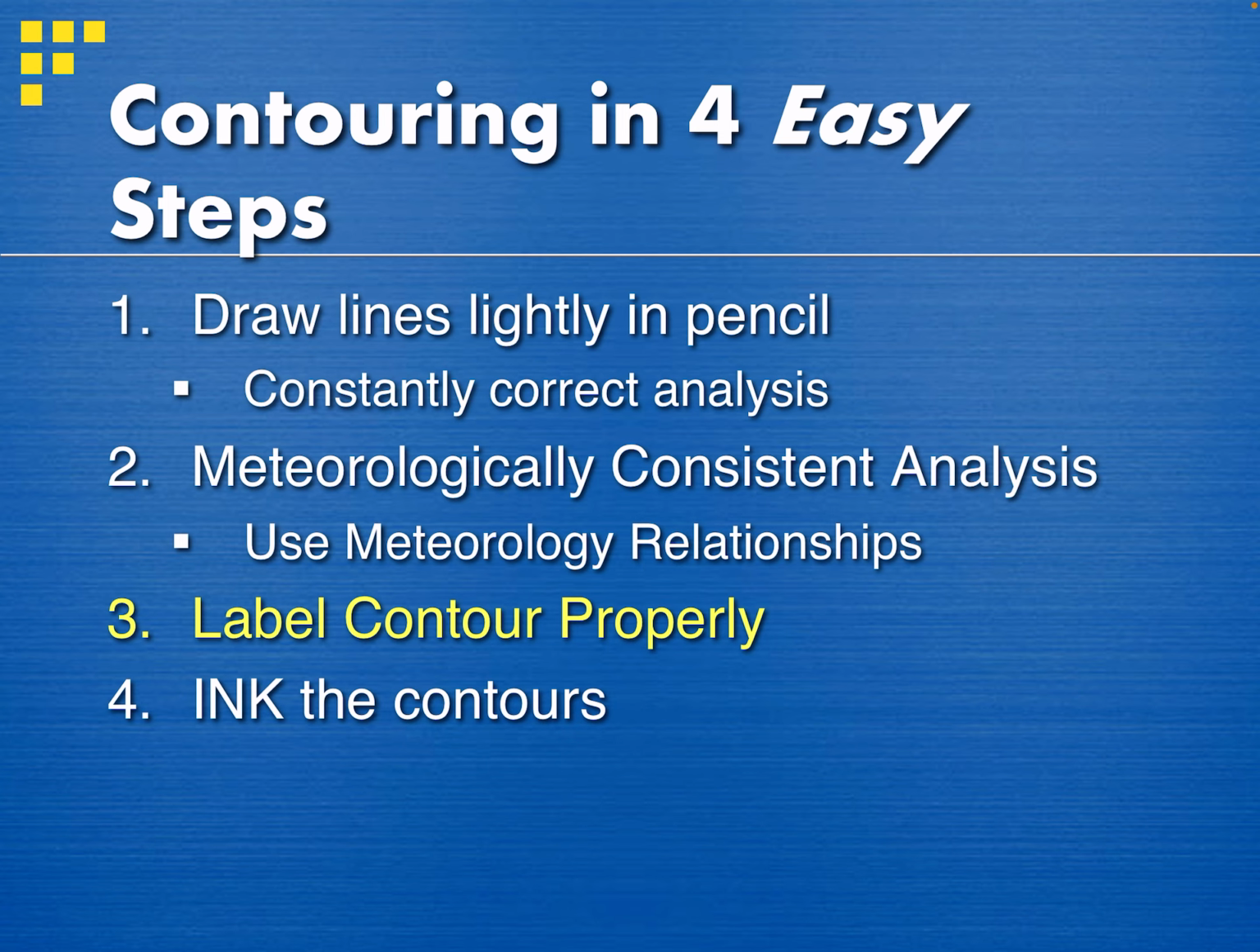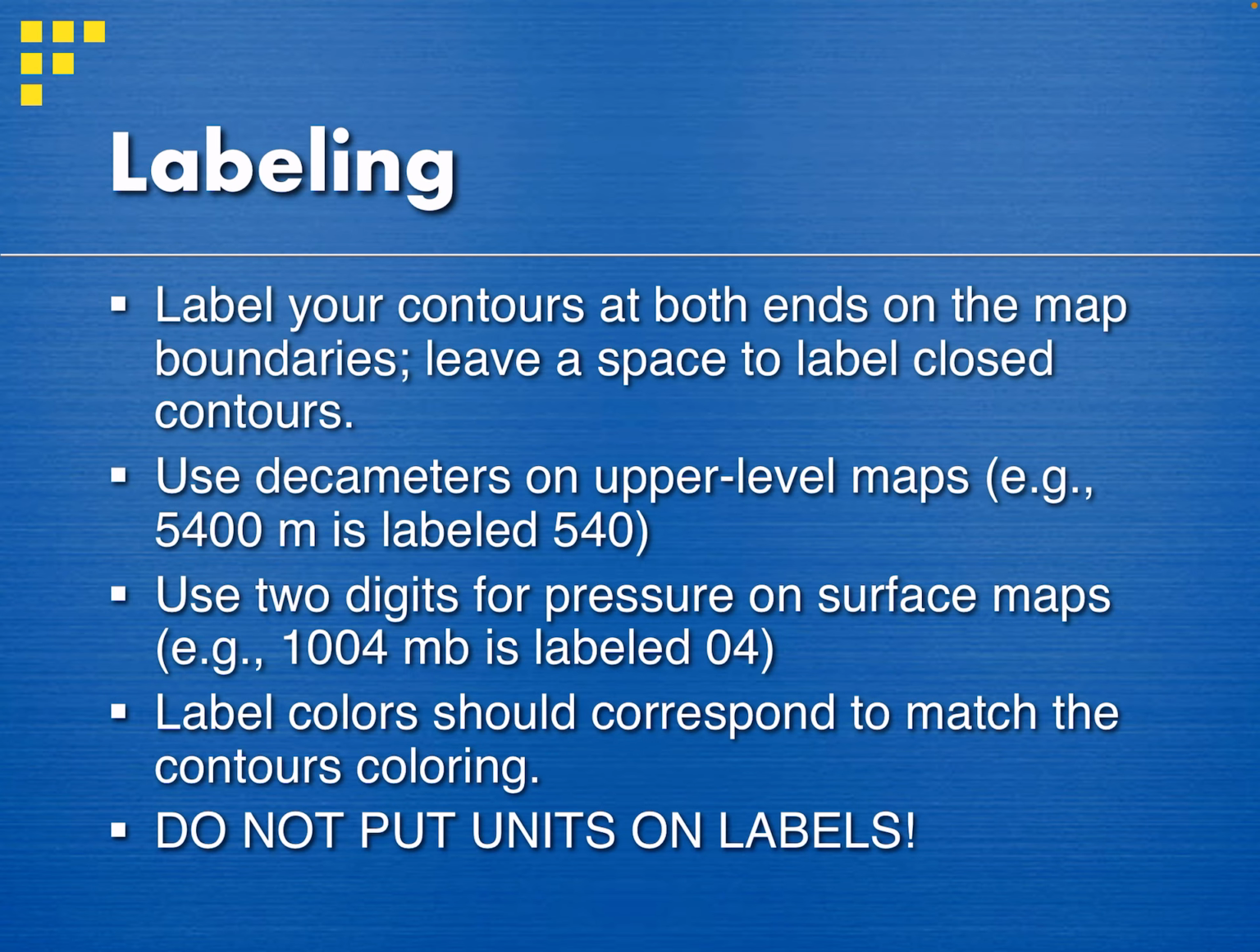Finally, we're going to need to label our contours, as we talked about in our example there. Some information about labeling: generally, we're going to want to use decameters on upper level maps. So instead of 5,400, 540 would work well. Same thing would be true for all maps. It's slightly different than what our height decoding is in. We always want to use decameters for the labels there. If you're at the surface, generally 2 digits is enough for those surface pressures, just so we don't have large values that we're contouring.